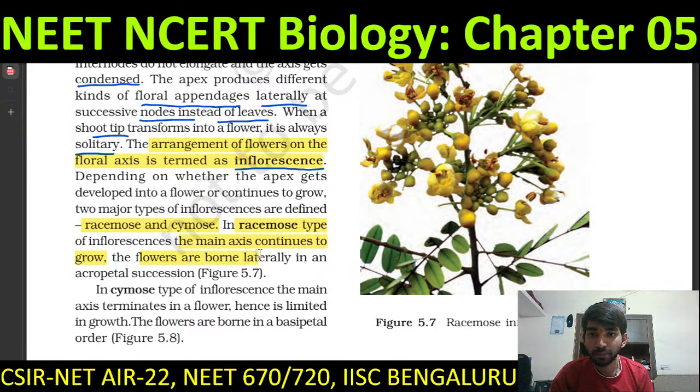And the flowers are borne laterally in an acropetal succession. So here the bottommost flowers will be older, then the next ones will be younger, younger, younger. Because the entire axis is growing in the upward direction, the flowers at the base will be the oldest ones, and the later ones that come in the upward direction will be younger ones. That is why we see acropetal succession in the racemose inflorescence.